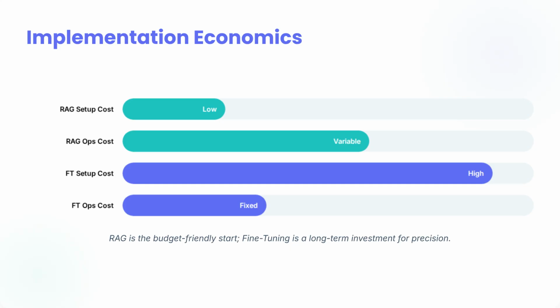In terms of economics, RAG setup costs are low, with variable operations costs. Fine-tuning has a high setup cost, but fixed operations cost. RAG is the budget-friendly start, while fine-tuning is a long-term investment for precision.